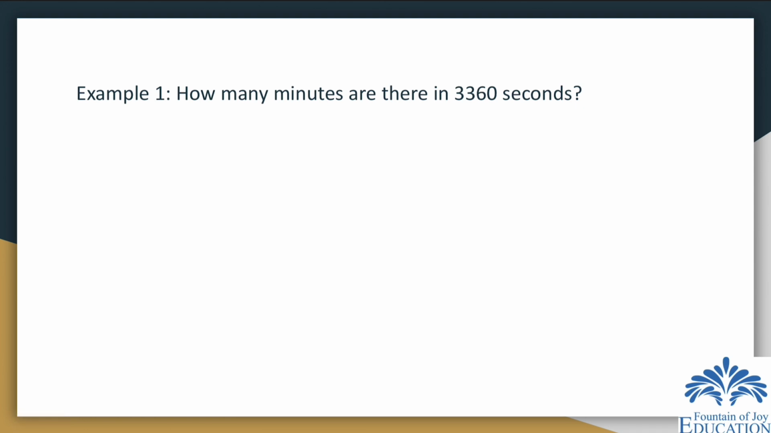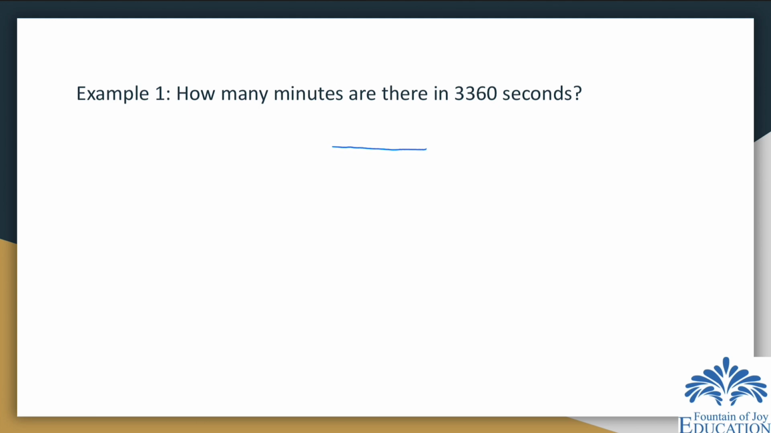Let's start with something simple. Example 1. How many minutes are there in 3,360 seconds? Here we have a conversion between minutes and seconds. And so the first thing that we're going to do is to write out a conversion factor. In this case, the conversion factor is between minutes and seconds.